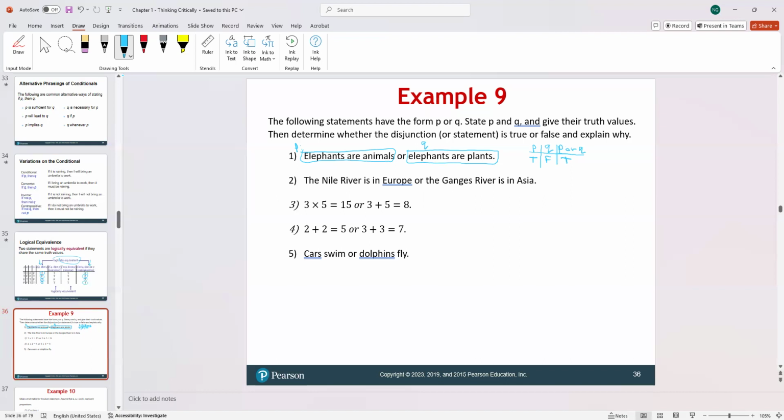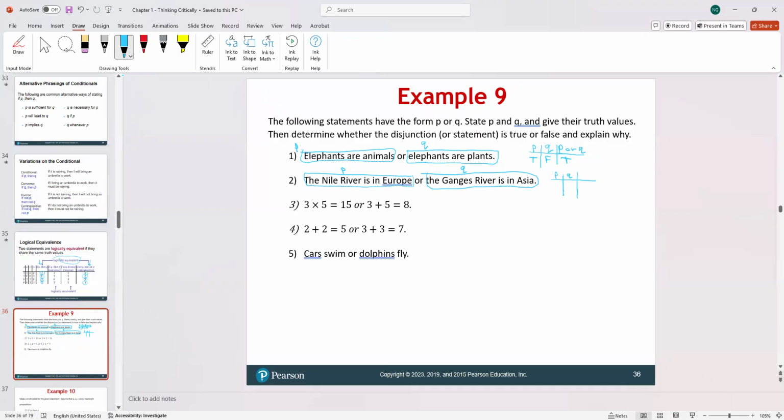If you go with number two, the Nile River is in Europe. Let's say we call the first one P, and we call "the Ganges River is in Asia" Q. I know at some point you need to know your geography to locate what we're talking about. But suppose you have only this as information: the Nile River is in Europe. You need to verify where the Nile River is.